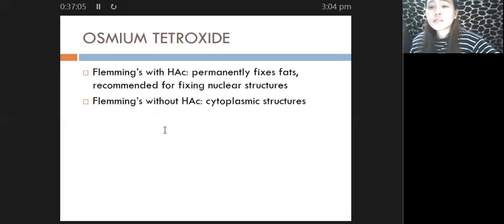Okay, so osmium tetroxide, otherwise referred to as osmic acid, is utilized for electron microscopy. And just like what we have mentioned before, it is a very expensive reagent, and so we only make use of small volumes of osmium tetroxide for fixation. The recommended volume of osmium tetroxide for fixation is 5 to 10 times the volume of your fixative.